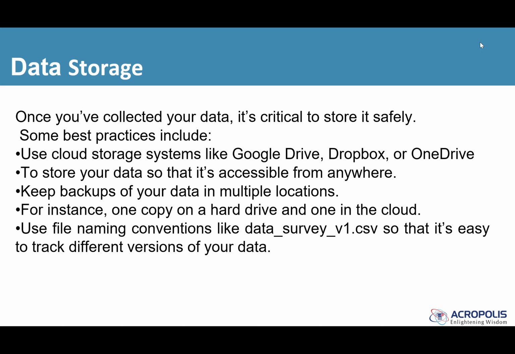Always keeping a backup is better, because if we lose our data, then we can't reproduce it, we can't check the research. So it is important to make backups as well, in multiple locations. What we can do is keep one copy on our hard drive and one on the cloud. That is also a good way. Using a better naming convention is also important, for example, data underscore survey underscore version 1 dot csv. Here v1 means version 1, and for subsequent versions we can use v2, v3. So it is easier to track those data.